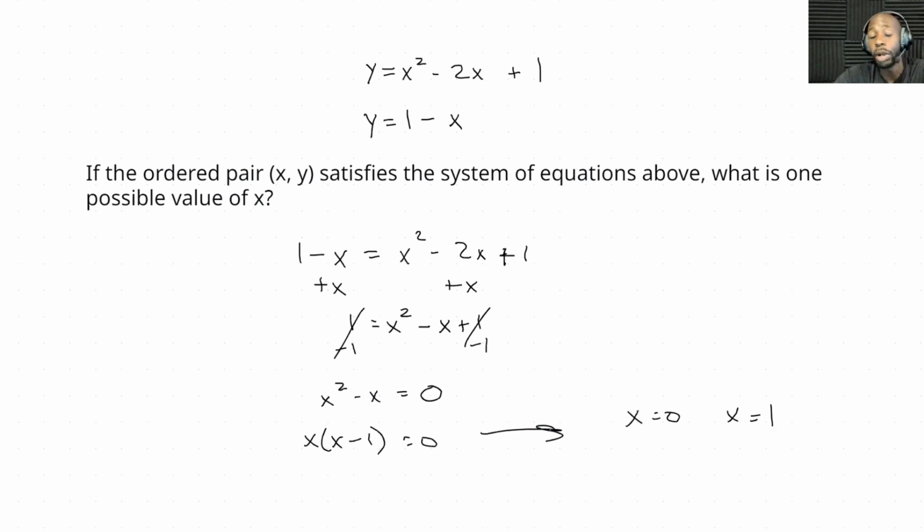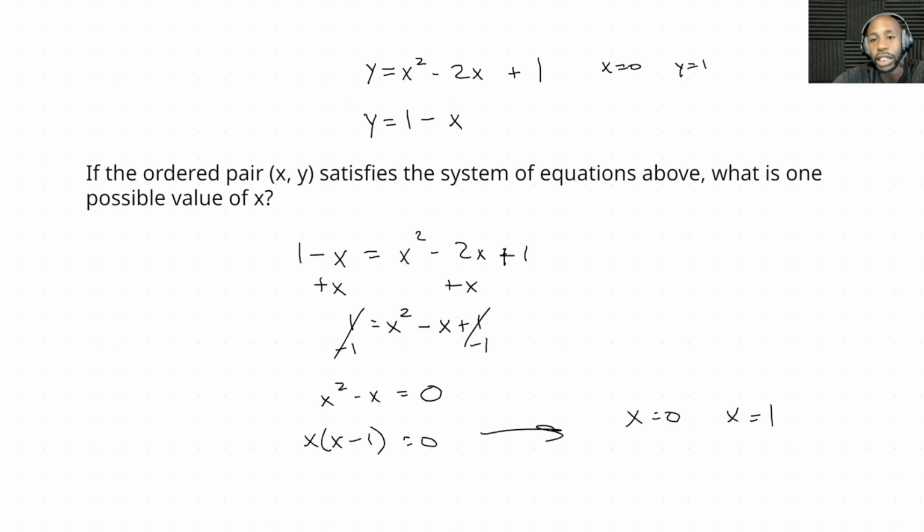Now, it's important to test these real quick because sometimes you'll have one of these that is a solution and the other one is not. So let's just test them to make sure. If we plug in x equals 0 here, then that'd be 0 squared minus 2 times 0 plus 1. So that means y is equal to 1. And then if you plug in x equals 0 here, then y is equal to 1. So this is a solution. So x equals 0 is a possible solution.